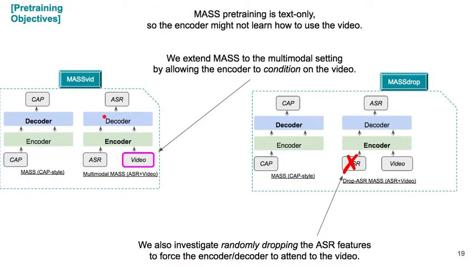Now, MASS pre-training is text-only, so the encoder might not learn how to use the video. So we do the obvious. We extend MASS to the multimodal setting by allowing the encoder to also condition on the video. So here we added the video. But we have no guarantee that the encoder will attend to the video features, which is why we also investigate randomly dropping the ASR features to force the encoder and decoder to attend to the video part.